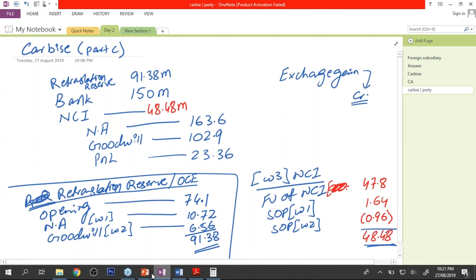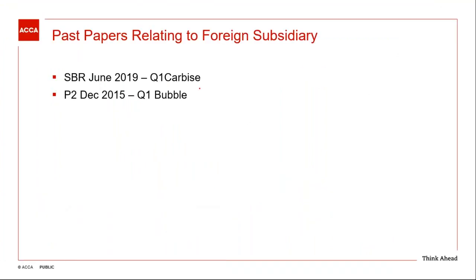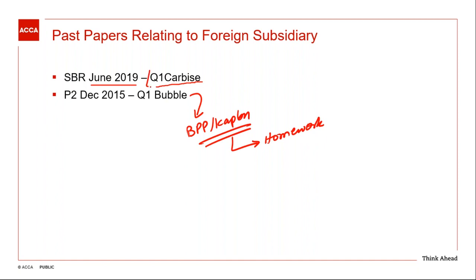Okay, so now we are done with the question 1 of June 2019 attempt. So there's one more question of P2 December 2015 by the name of Bubble. You can also find this in BPP or Kaplan exam kit. So you can solve this as a homework. But Carby's is one of the questions that itself is quite sufficient if you want a comprehensive understanding of the topic.